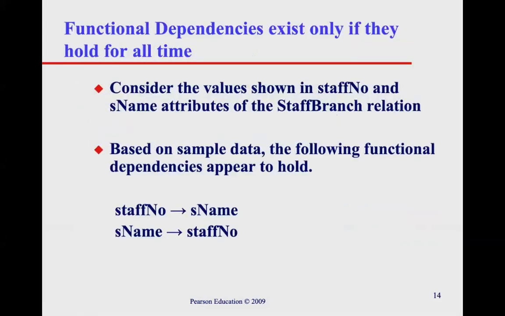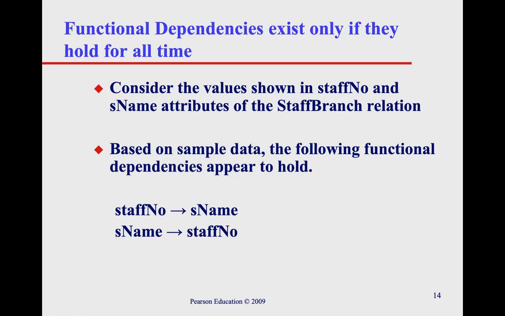So when you have a functional dependency, it exists only if it holds for all time. So you can't just look at the data to make that determination. You have to also use judgment. So if we just look at the sample data in that staff directory, it would appear that both the staff number determines the staff name and that the staff name uniquely determines the staff number.